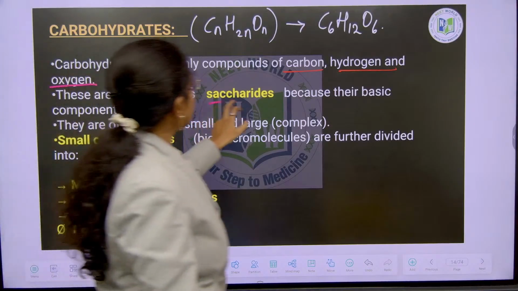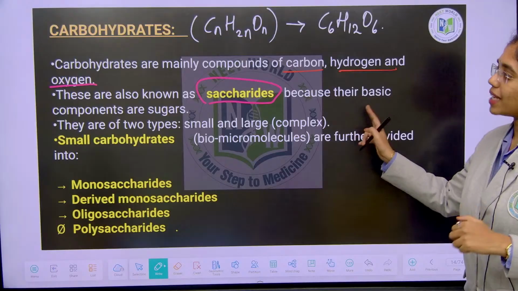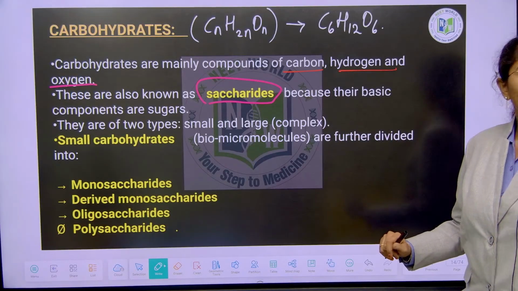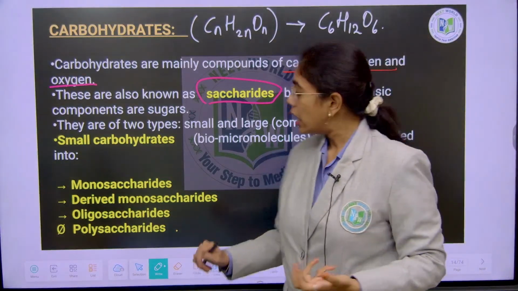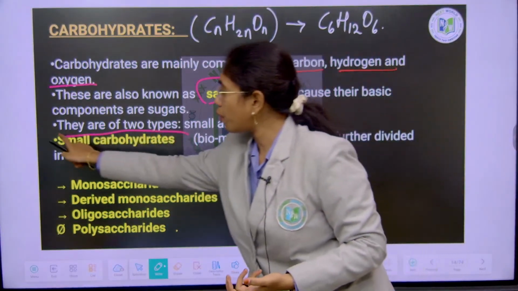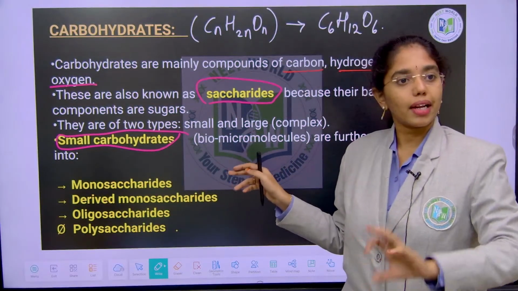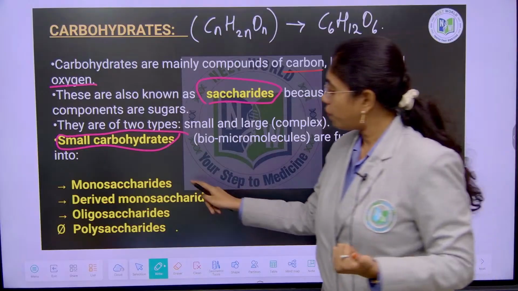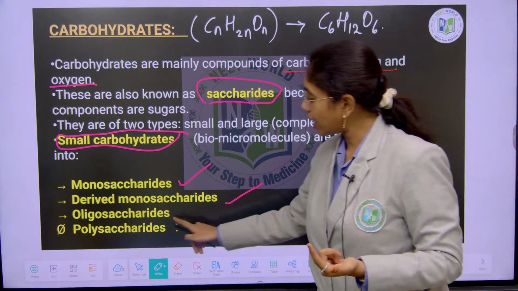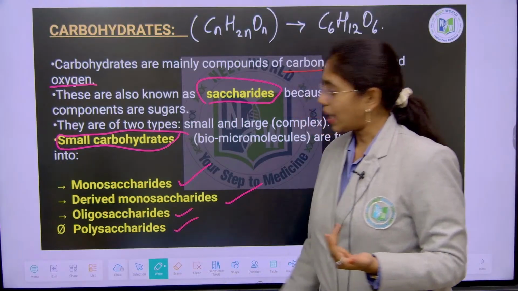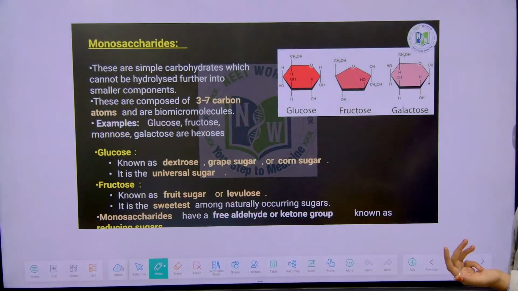These are also known as what? Saccharides, because their basic components are what? Sugar. They are of two types based on number of carbon compounds they consist of. It can be of small carbohydrates or large polysaccharides. Small carbohydrates are again of three types. First is what, ma'am? Monosaccharides. Second, derived monosaccharides, oligosaccharides, polysaccharides. Right? So first monosaccharides you see.